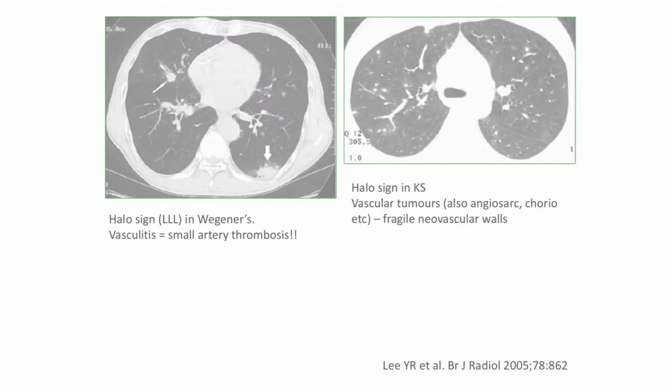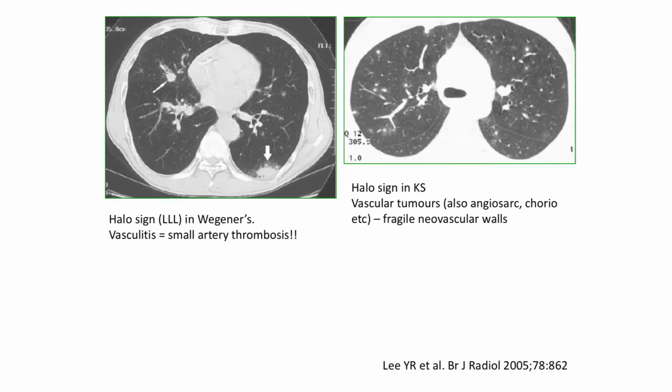So here are some examples of patients having diagnoses other than IPA with the halo sign. So this is a patient with vagus. So as you might imagine, as you know, vagus is a vasculitis. So medium and small size arteries can undergo some sort of vasculitis, which is blockage of the blood supply. Similarly, you can get it in KS.